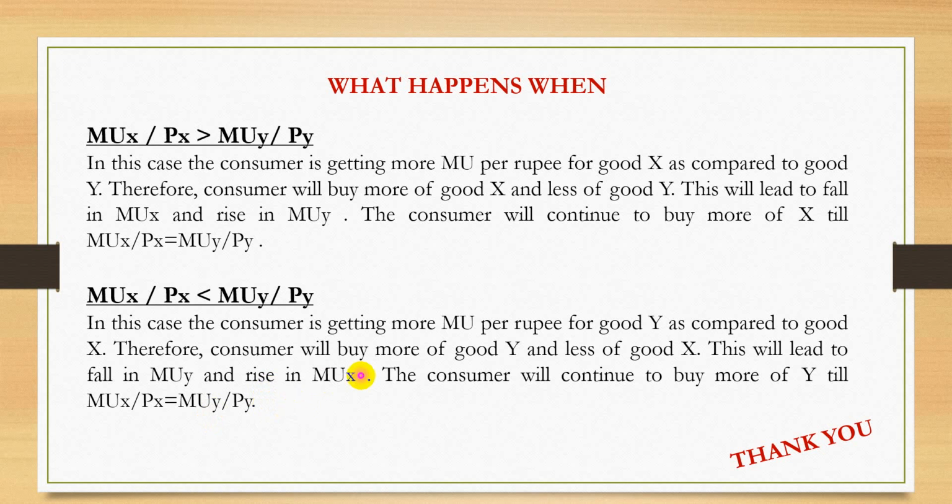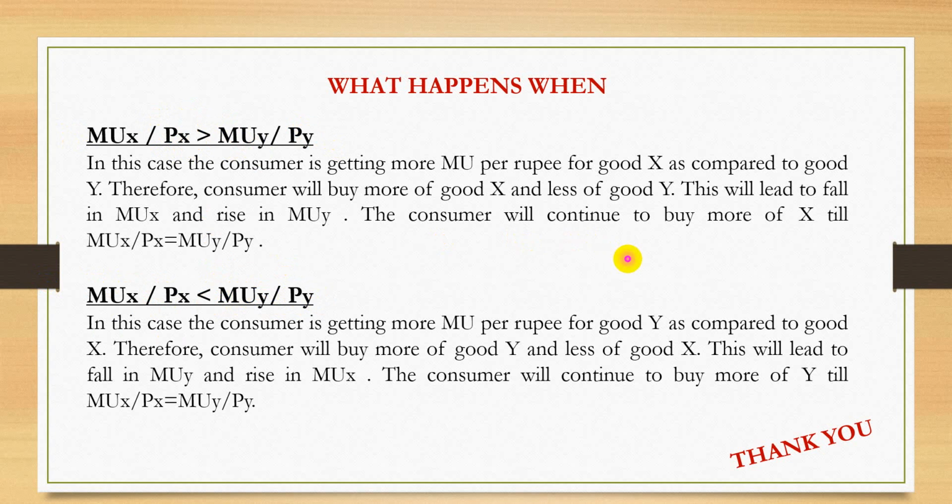So we come to know the consumer's reaction when the equilibrium condition is violated. There are two situations, greater than or less than. Or you can say in another way, MUY by PY is less than MUX by PX. Or MUY by PY is greater than MUX by PX. It is the same thing.